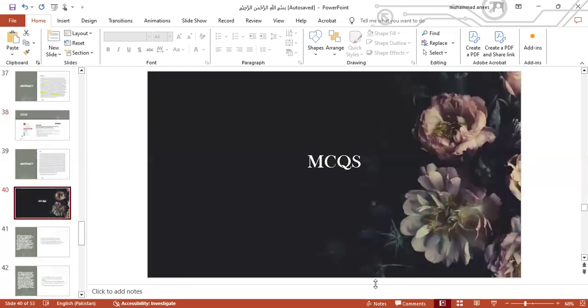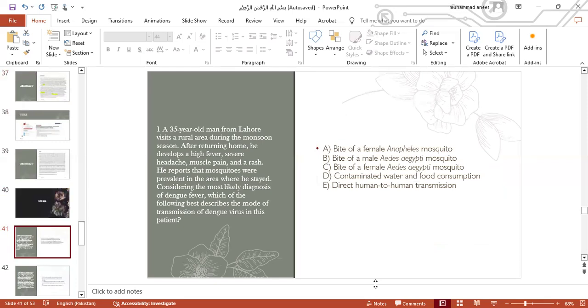So moving on to the MCQs. Number 1: a 35-year-old man from Lahore visits a rural area during the monsoon season. After returning home, he develops a high fever, severe headache, muscle pains, and a rash. He reports that mosquitoes were prevalent in the area where he stayed. Considering the most likely diagnosis of dengue fever, which of the following best describes the mode of transmission of dengue virus in this patient?